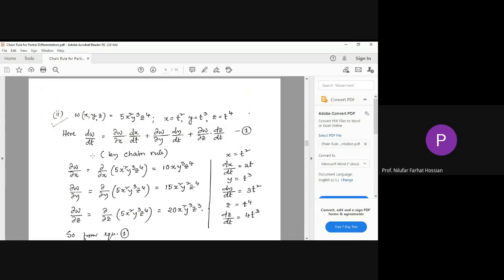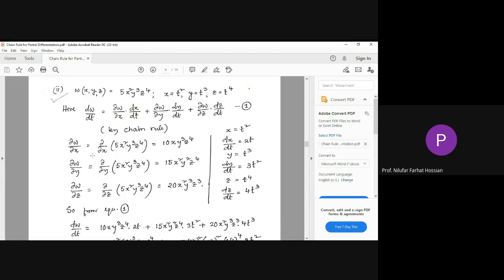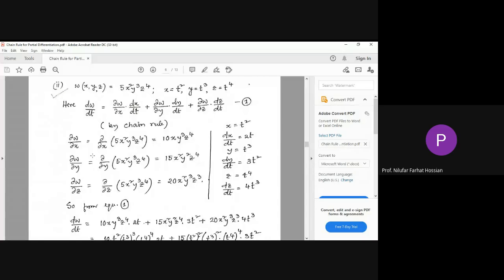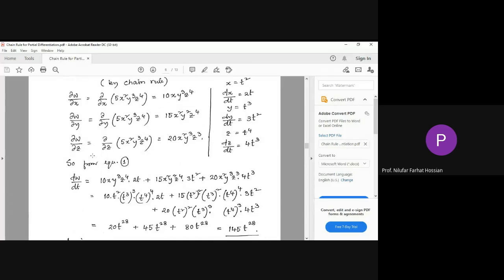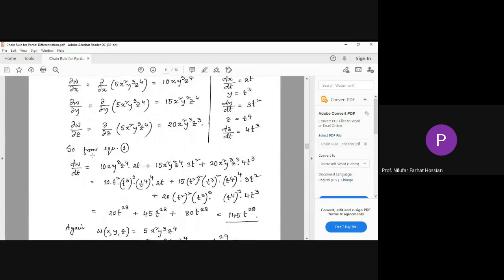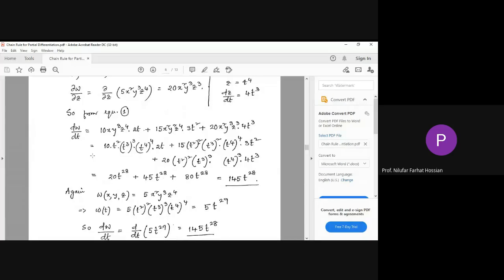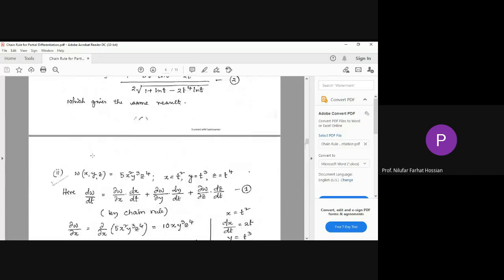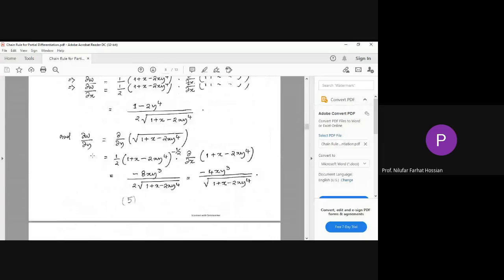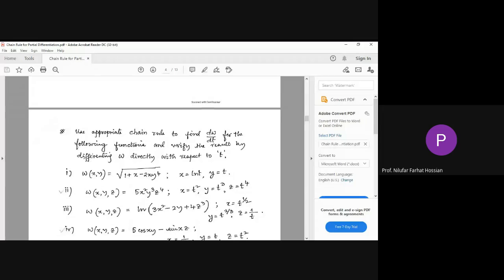Is that clear? Yes, miss. Okay, so we do not have time, so I should end our class here today. We will start from this chain rule, this file, again in our next class.